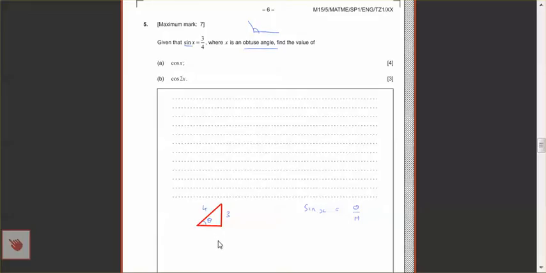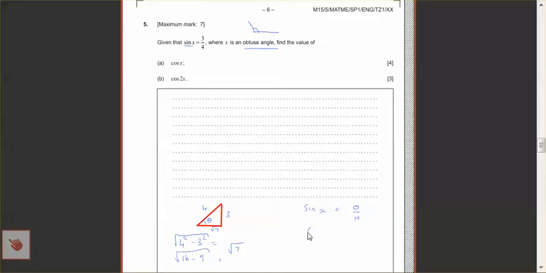So what is the other side? How do we work it out? x squared plus 3 squared equals 4 squared. So we've got 4 squared minus 3 squared equals the one I want squared. Pythagoras' theorem. So I've got 16 minus 9, square rooted, which is the square root of 7. So we've got square root 7.